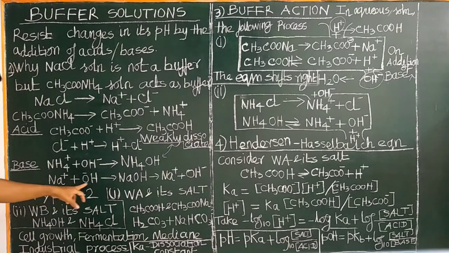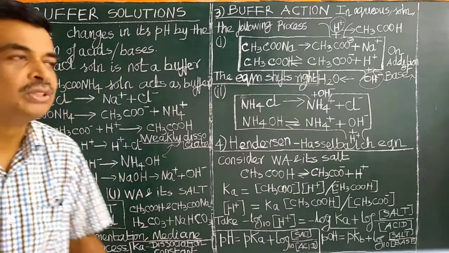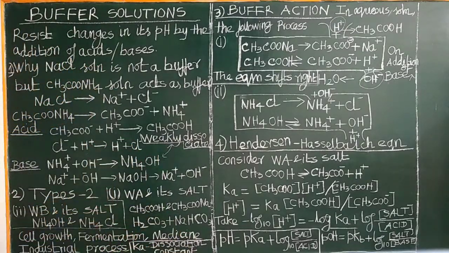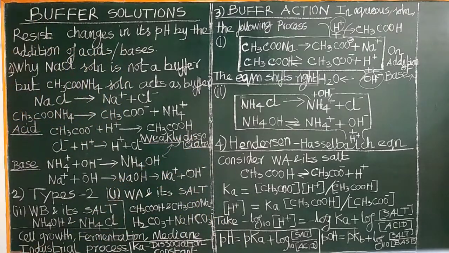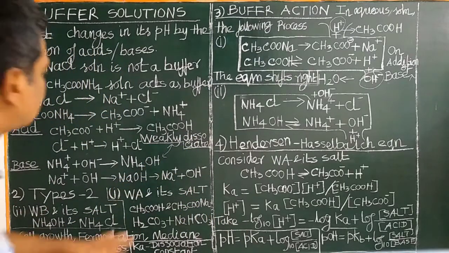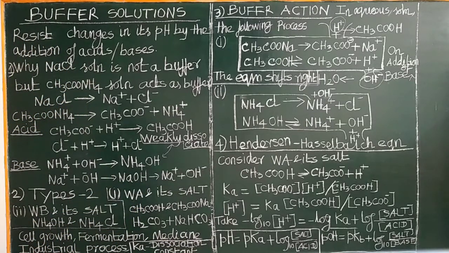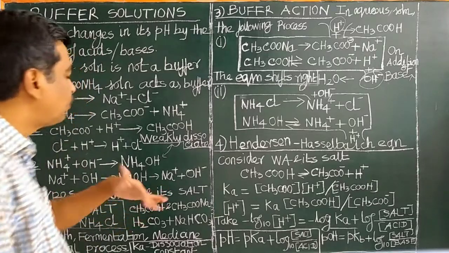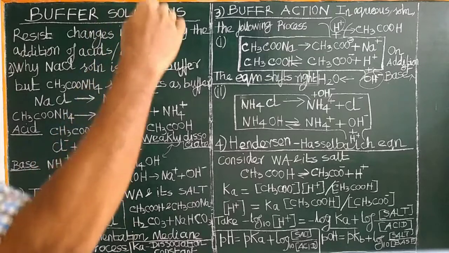Similarly, Na plus and OH minus ion combine to give sodium hydroxide, but the sodium hydroxide formed is a strong electrolyte and also a strong base. It is completely dissociated to give Na plus and OH minus ion. Therefore, the OH minus ion is not consumed, not taken up, not removed by Na plus ion. Therefore, there is a significant, drastic increase in pH.